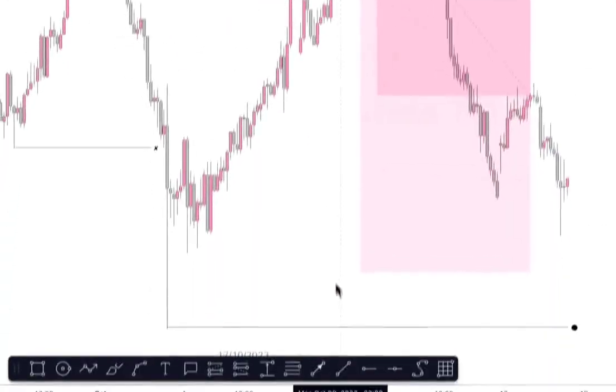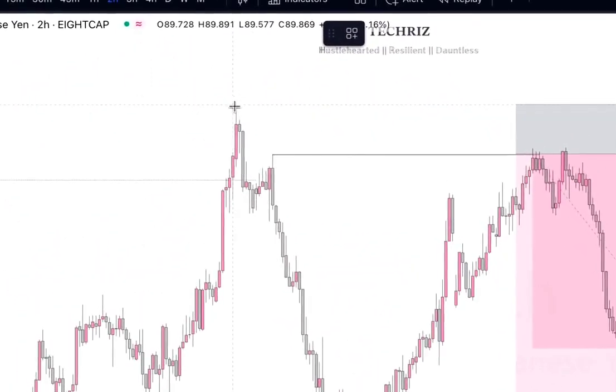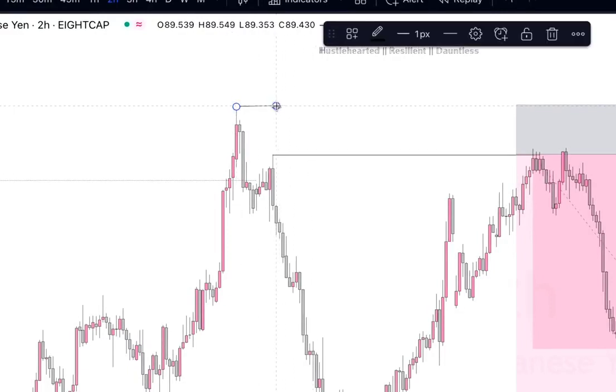Your SL is above this particular high, because this particular high is the what? That is external range liquidity, right? That particular high is the external range liquidity.